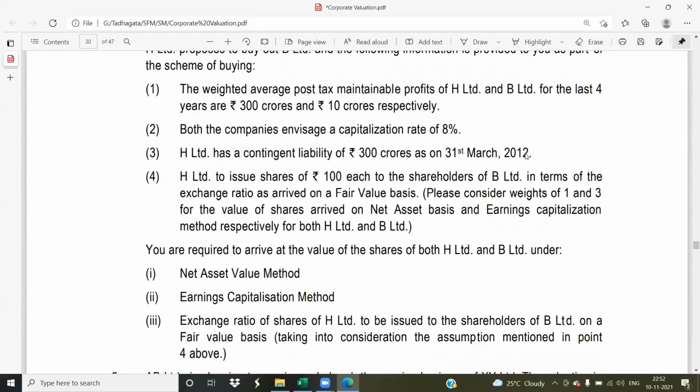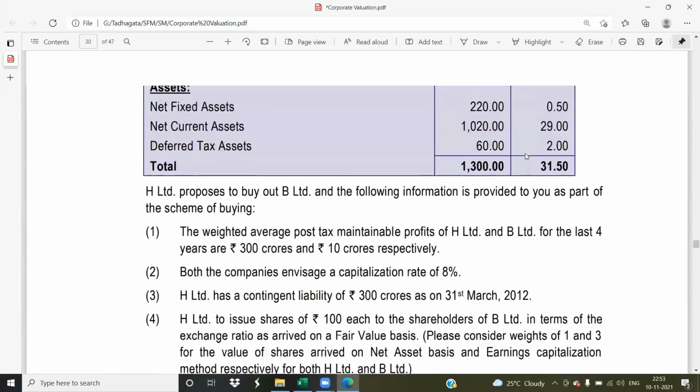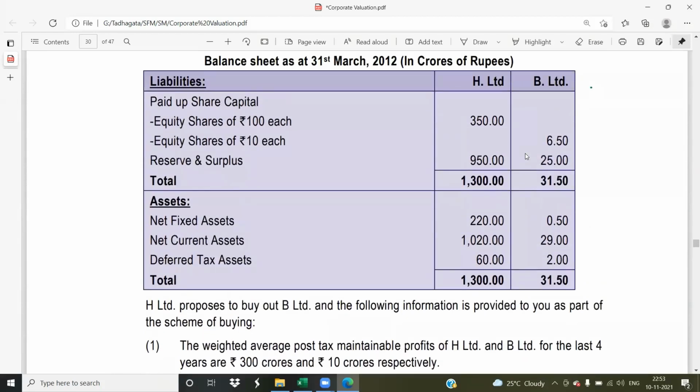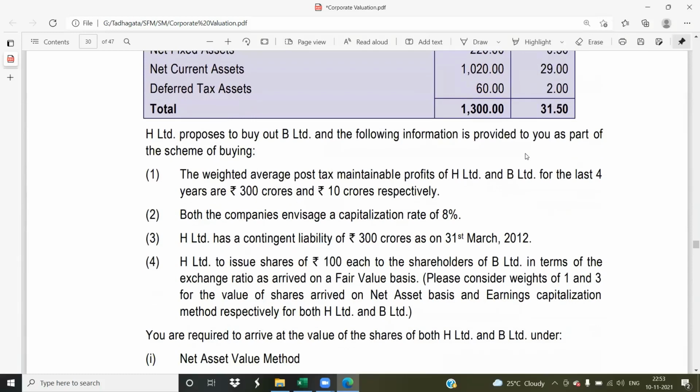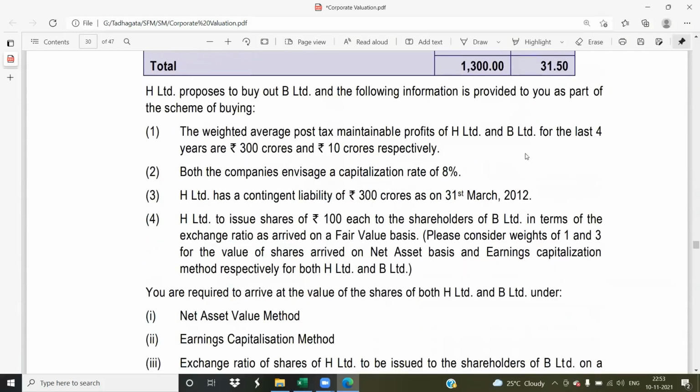So how do we approach the problem? First, we'll find out the value of shares as per both methods, net asset value and earnings capitalization method. Net asset value, how do we find it out? See, we are being given paid up share capital and reserves and surplus, right? So we'll add those two and we'll subtract the contingent liability only in case of H Limited. So we get the value and we divide it by the number of shares. So we get the per share value.